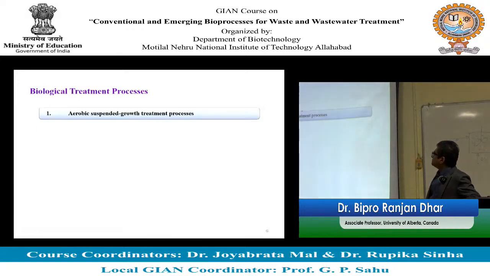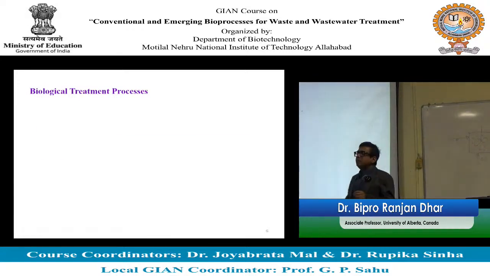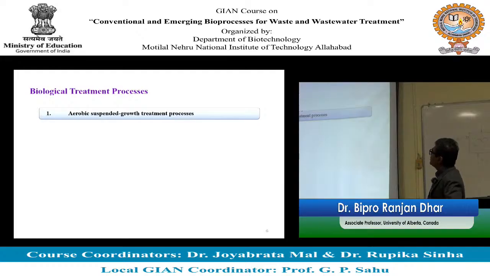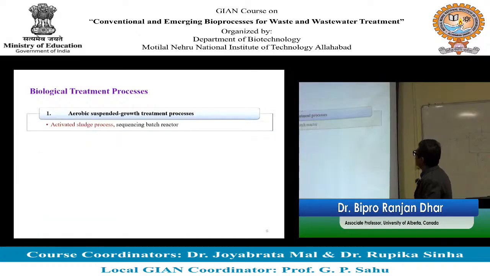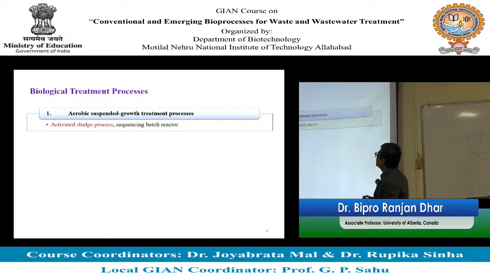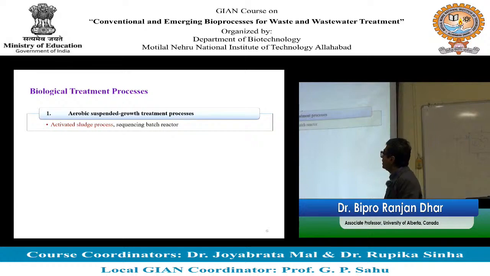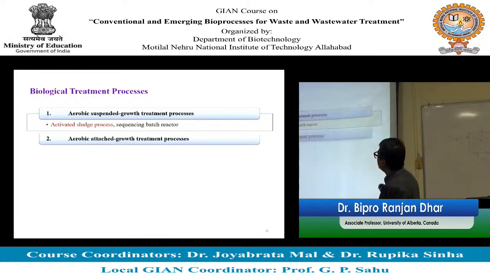So now we learned that the process could be either anaerobic, aerobic, or anoxic. Process can be suspended or attached growth, right? So we can have different types of reactor systems. Aerobic suspended growth process: one of the common examples is the activated sludge process. Another process we can have, typically used for small scale wastewater treatment plants, okay, is called SBR or sequencing batch reactor, okay.